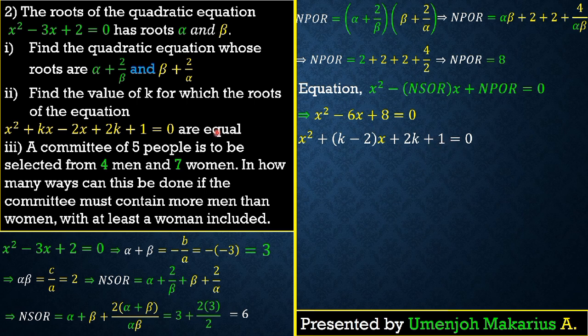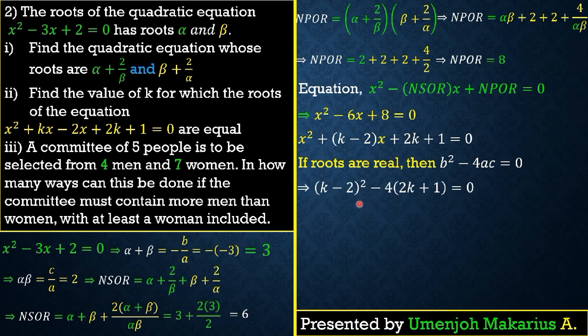Now guys, for equal roots, we know that the discriminant, namely b squared minus 4ac, has to be equal to 0, right? Our b is k minus 2, our a is 1, our c is 2k plus 1. Simply putting everything, guys, we are going to have k minus 2 squared minus 4 into 2k plus 1 equal to 0. Simplifying that, we have k squared minus 4k plus 4 minus 8k minus 4 equal to 0. Simplifying everything, guys, we have k squared minus 12k equal to 0. If we factor out our k, we are going to have k into k minus 12 equal to 0.